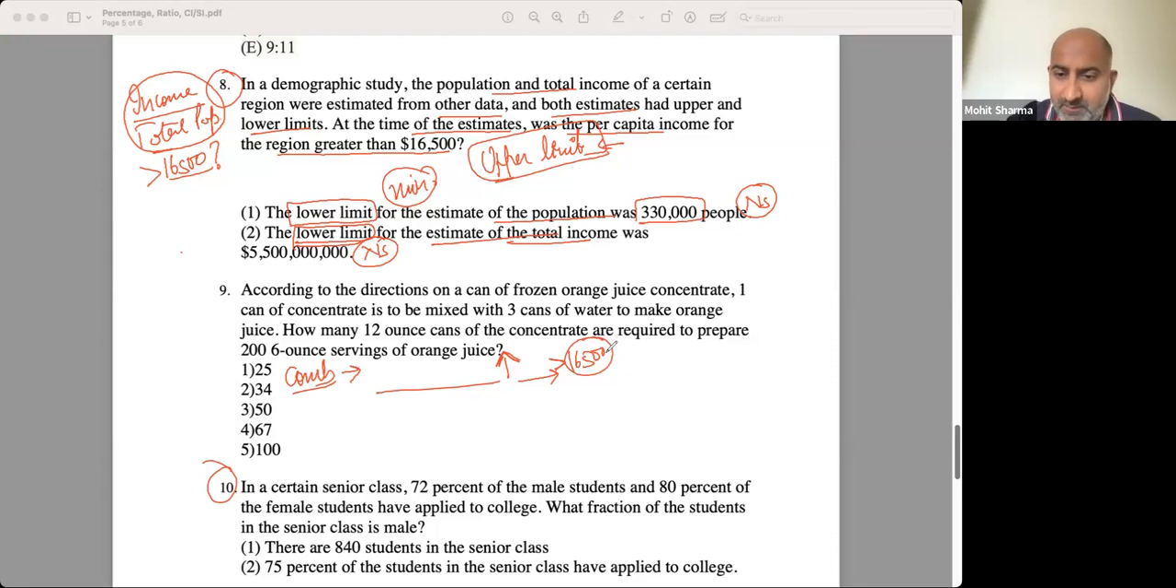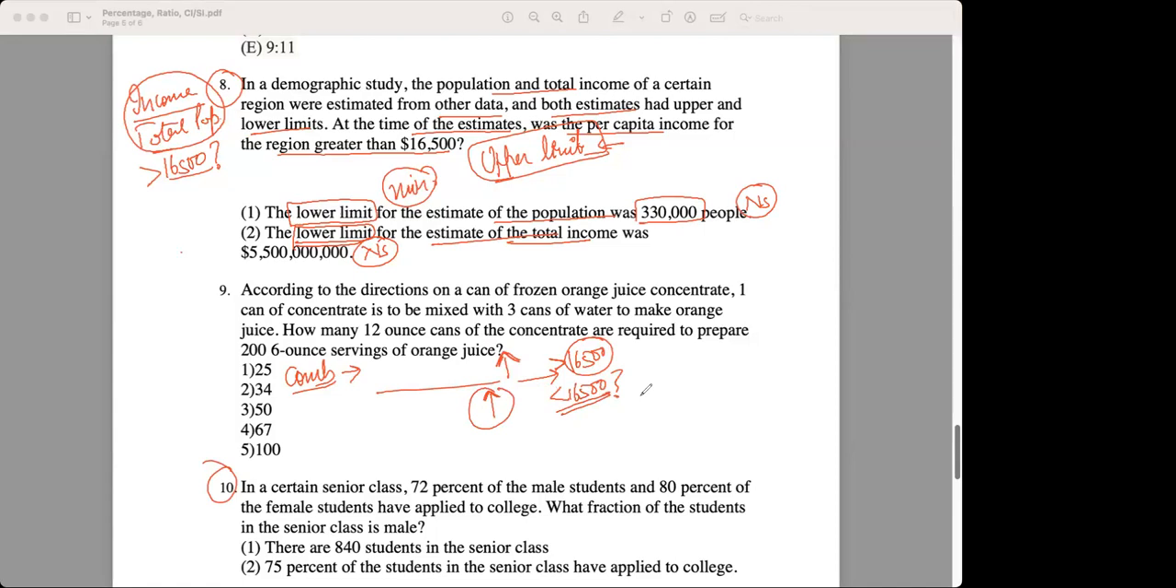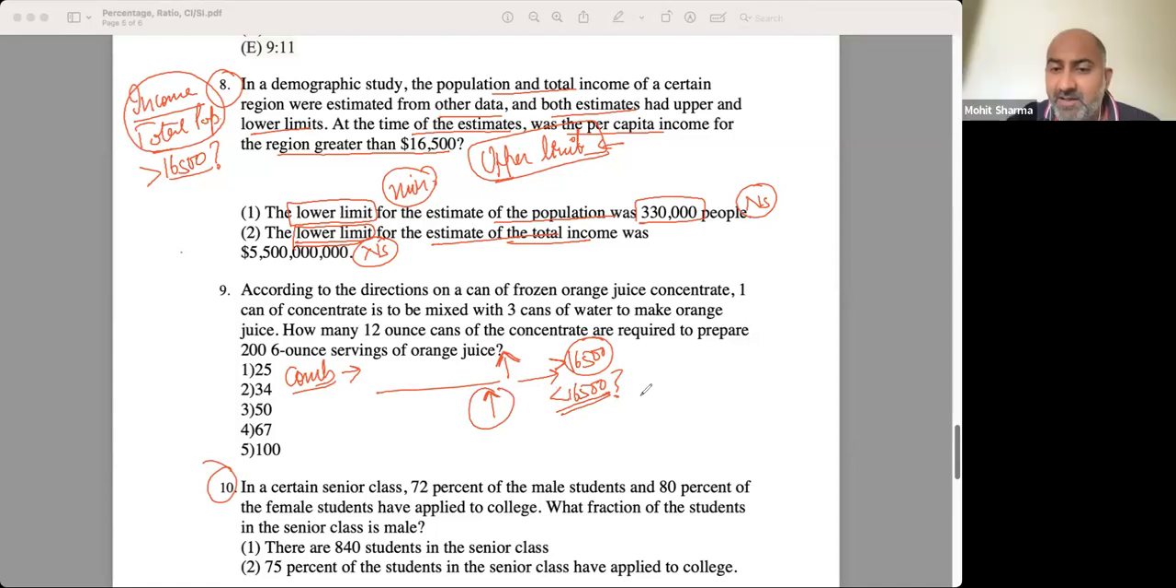Yes, sir, we can. Now, if I keep increasing the denominator, the population value, can I take some value which will take the value less than 16,500? Can I take some value? Yes, sir, up to the lower limit. Anything above the lower limit I can take now. So I can take some value of the denominator which will take the value of the fraction to be less than 16,500.